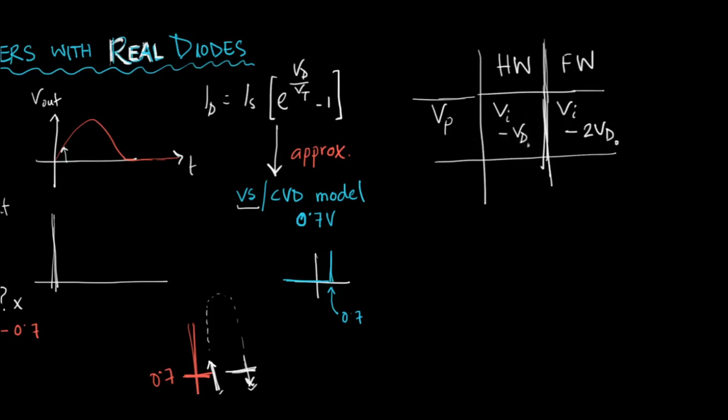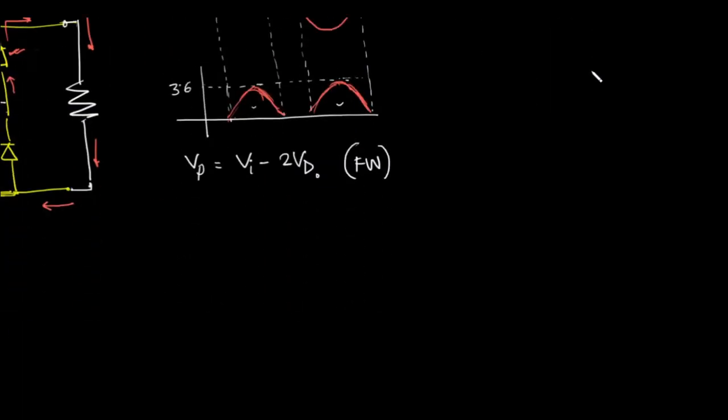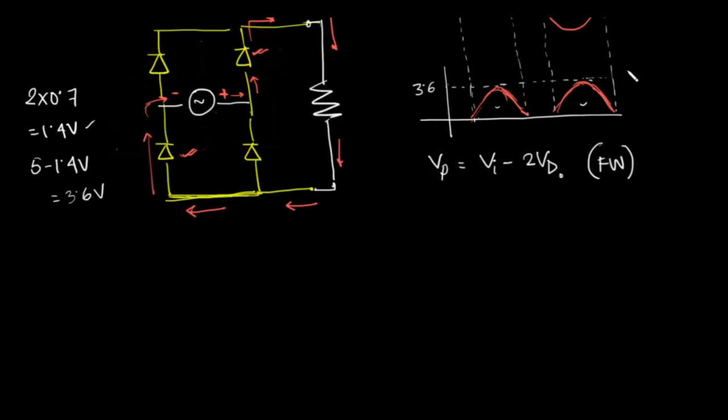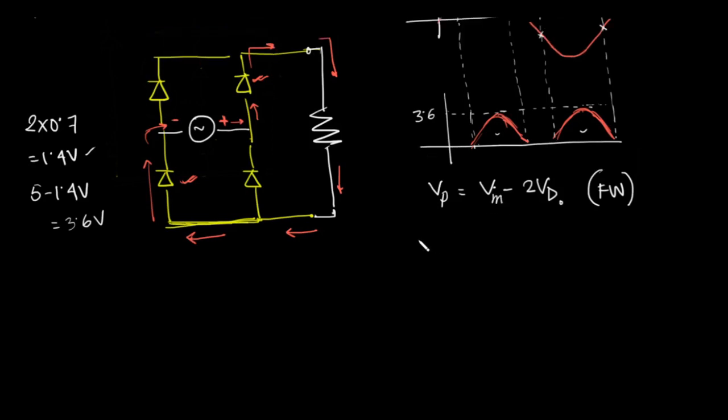Just to maintain consistency with your notes that will be given at the end of the lectures, let me write this as Vm. Vm means the maximum value of the input. So there will be less confusion if you are going through the notes. This is Vm minus 2 Vd naught.